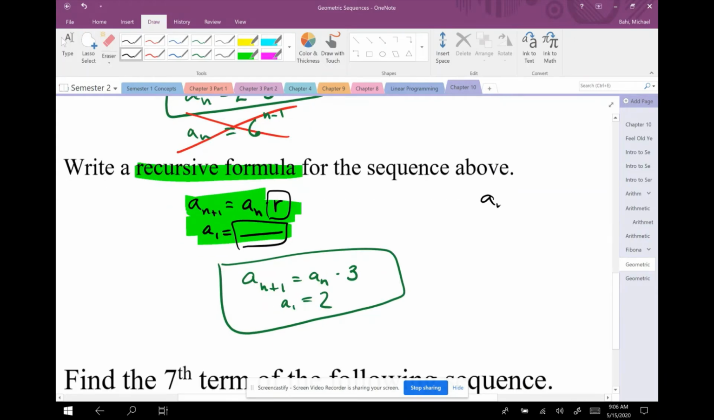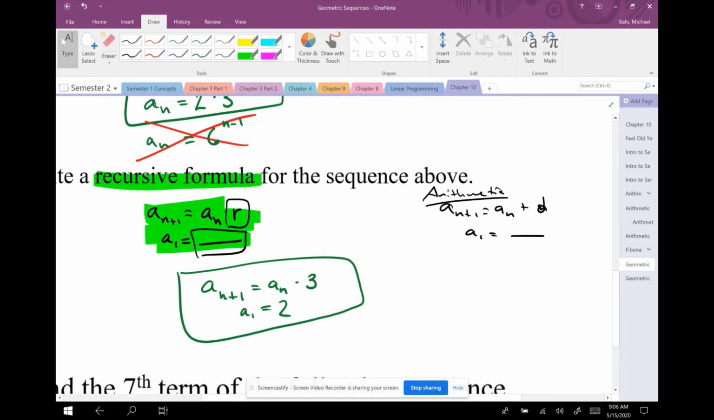So just because this was on the quiz and a lot of you didn't feel like looking at your older assignments, that's supposed to be a D. This is the recursive formula for arithmetic. And you would just replace the D and you replace a sub 1. It's very similar. Both recursive formulas are very similar.